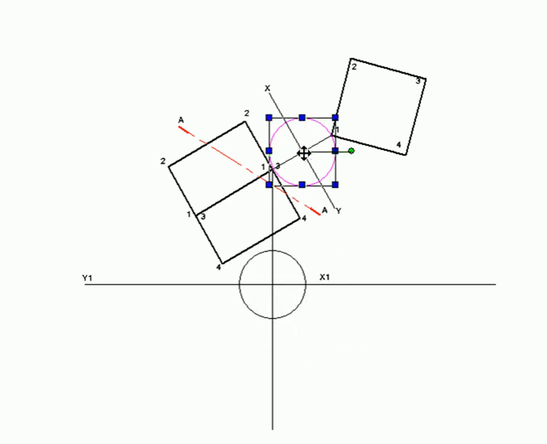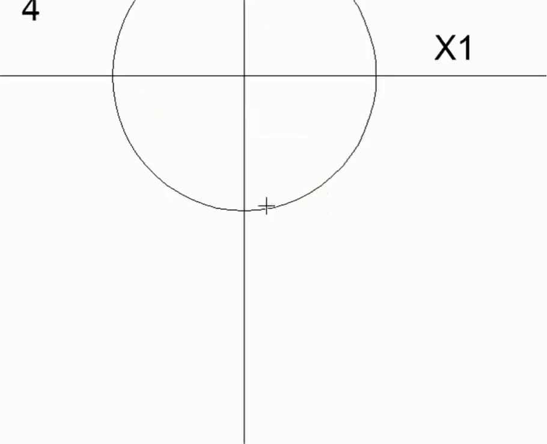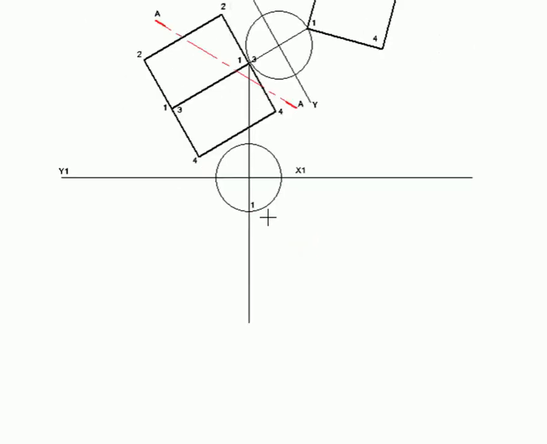That distance, I've measured that distance. I've now skipped that one, and from the XY line I've measured that distance. That is going to be point 1. That's how I determine 1.